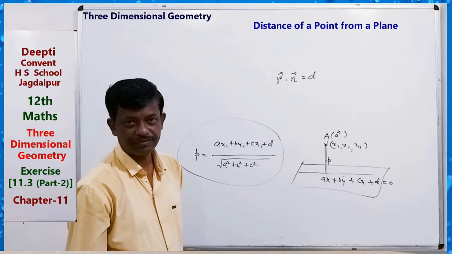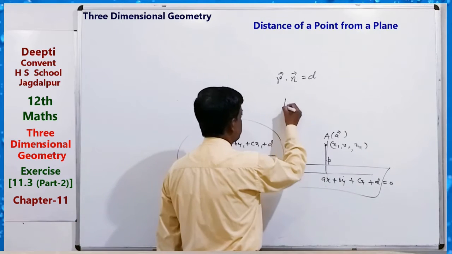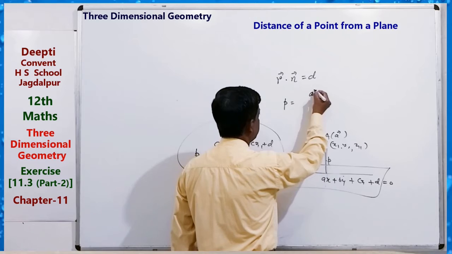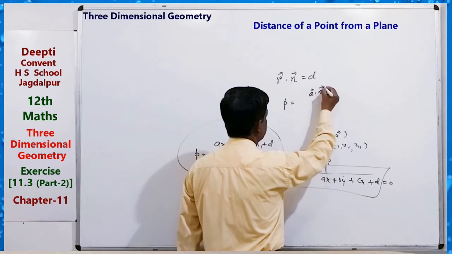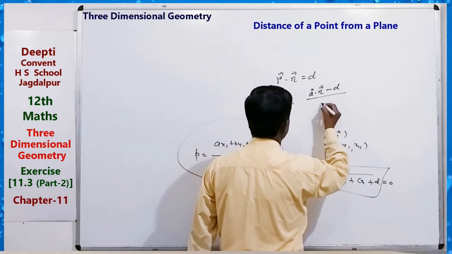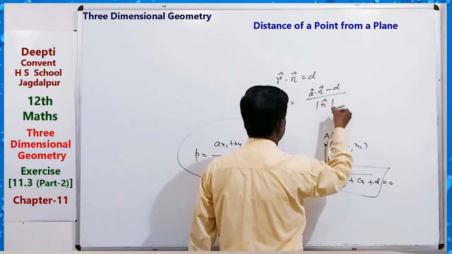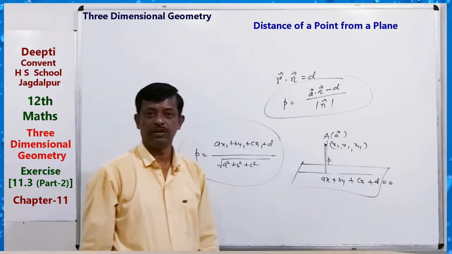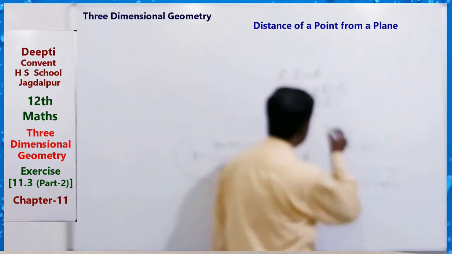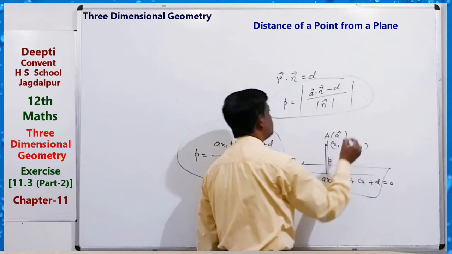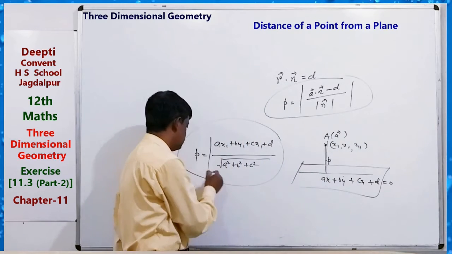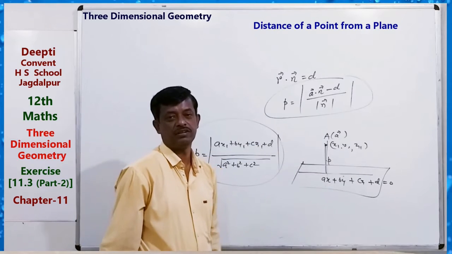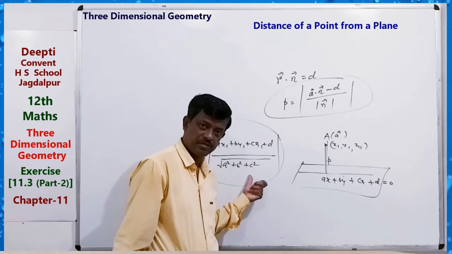So here the perpendicular distance is given by A dot n minus d upon mod of n. This is the formula. Also take its modulus, so the value is always positive. This is the perpendicular distance. This is in Cartesian form.